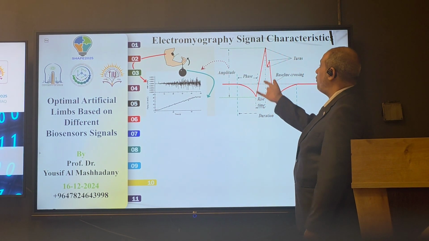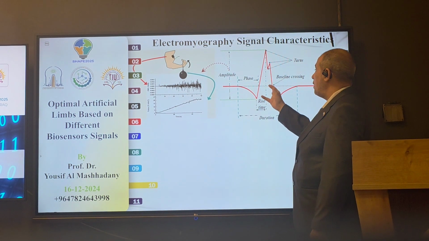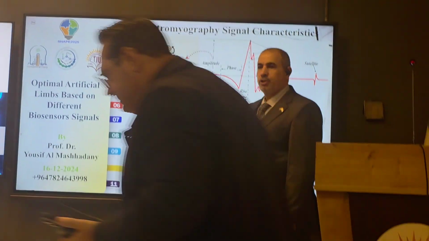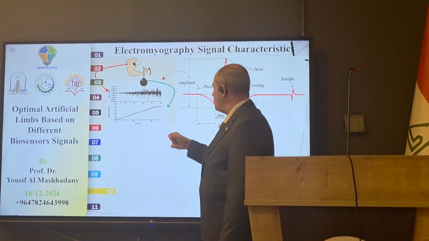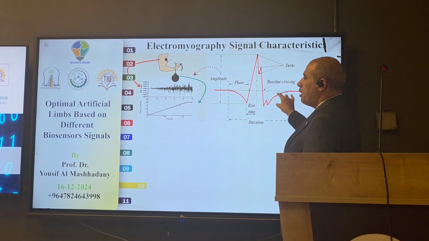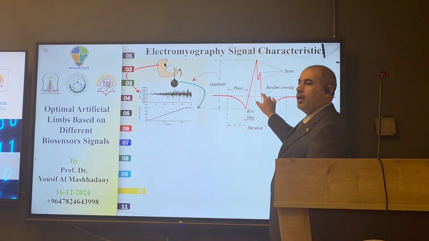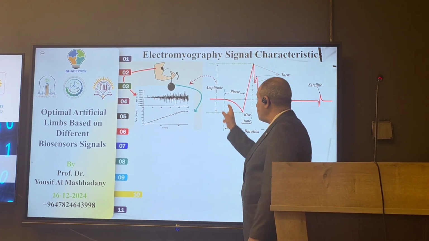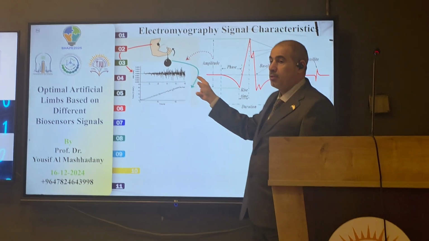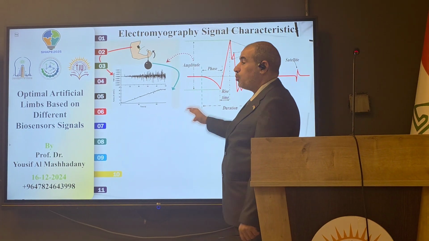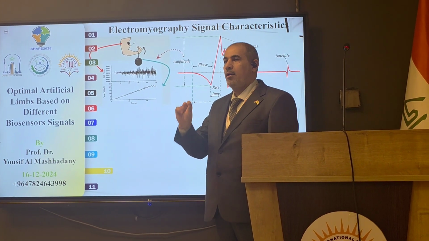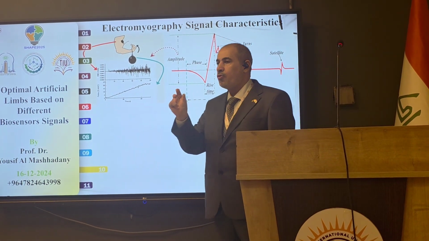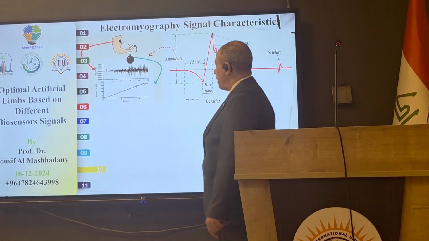The features for the electromyography signal, according to the extension of the load, will give this shape. This is the standard shape for the electromyography signal. In artificial limbs, we use duration and amplitude. By amplitude, we calibrate to get the degree of the joints. By duration, we get the time for the contraction and relaxation.